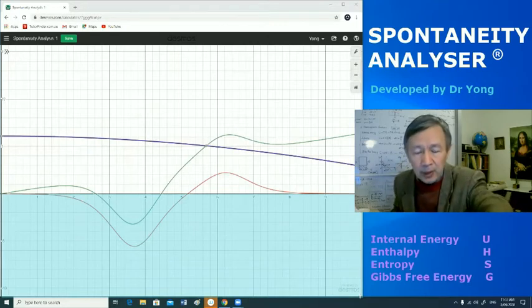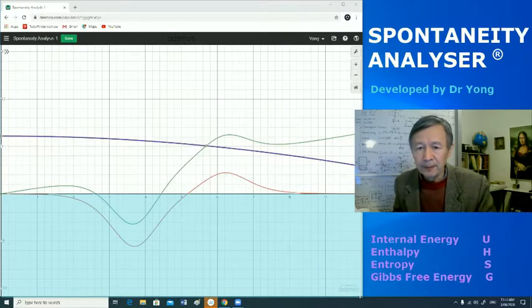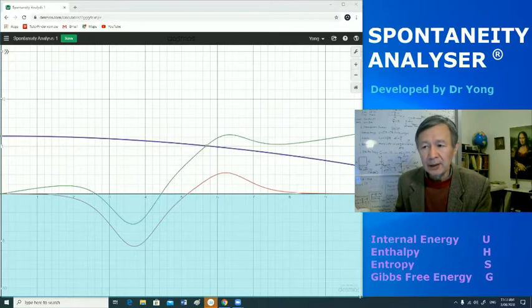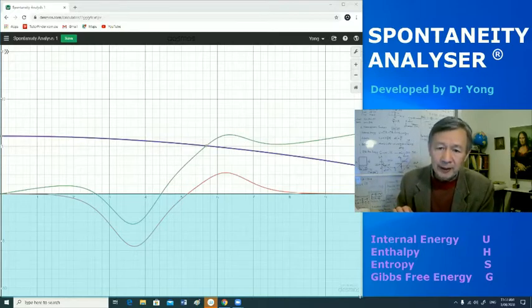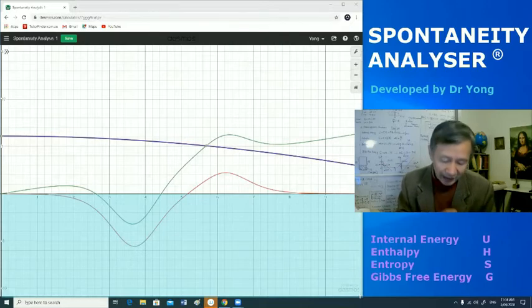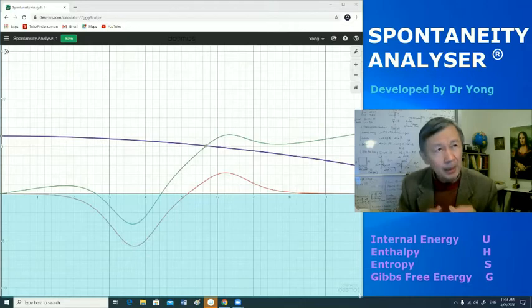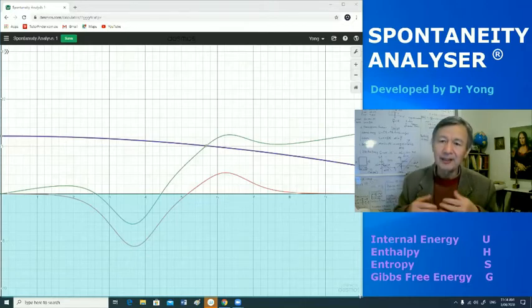The blue one will represent the change of entropy. The red one will represent the change of the enthalpy, while the green one will represent the change of Gibbs free energy. As we know, based on the sign of the first derivative of Gibbs free energy, we can determine whether a process or any part of a process can be considered as spontaneous.